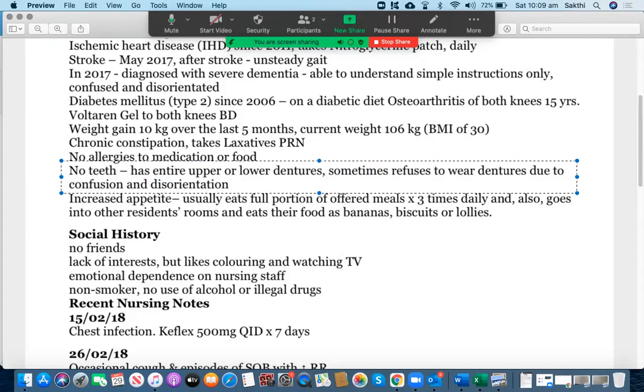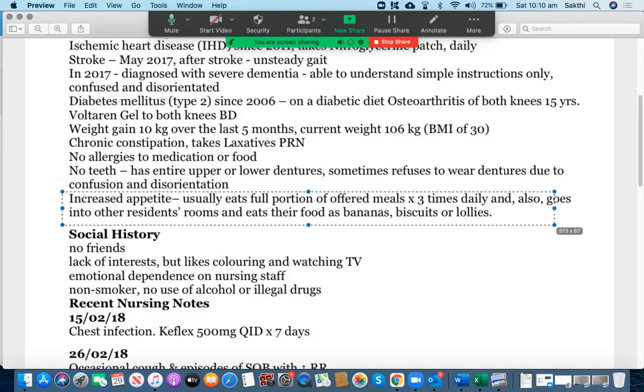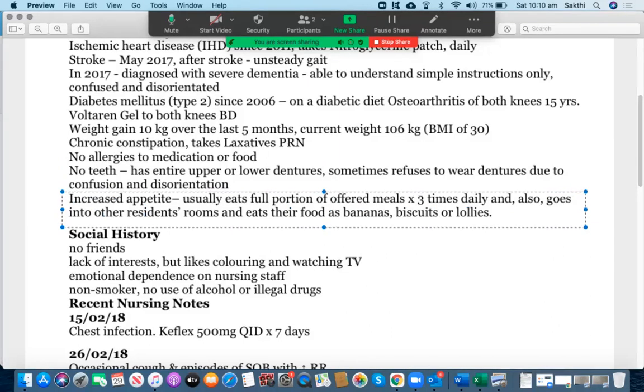Okay, let me see. The entire upper and lower dentures, sometimes refuses to wear dentures due to confusion and disorientation. All right, no teeth. Okay, yeah, that's all right. Increased appetite, usually eats full portion of offered meals. You need to include this. You need to include this.